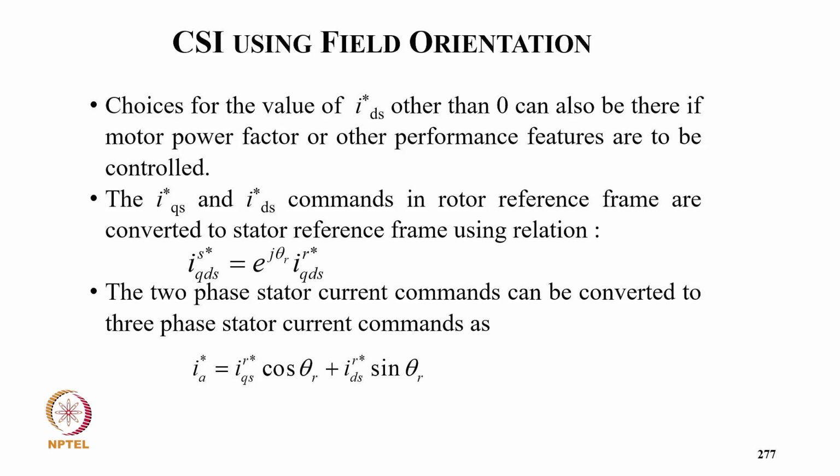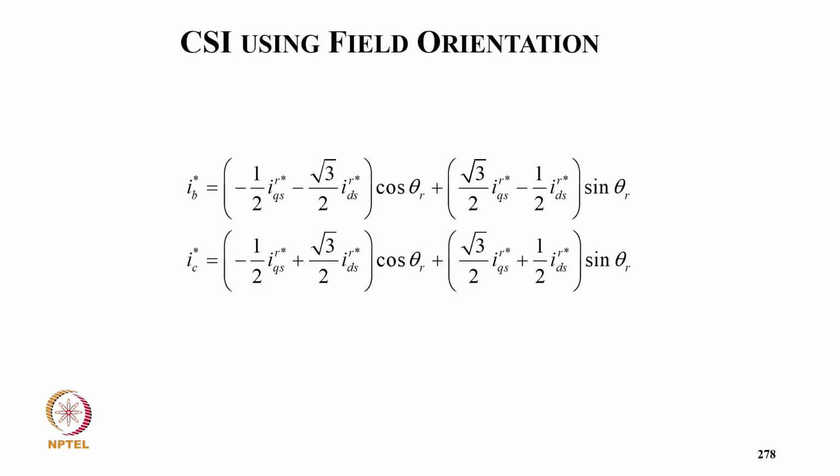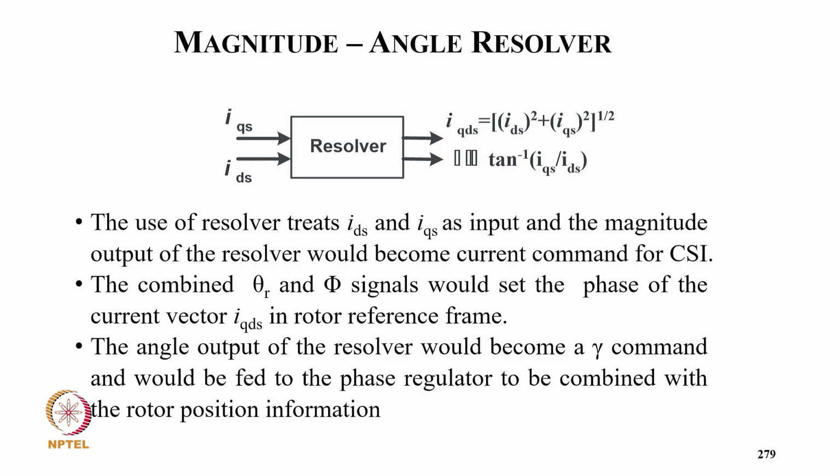The IQ star and ID star commands in the rotor reference frame are converted into the stationary stator reference frame: IQDS star equal to e^(jθR) times IQDS star, and the two-phase stator current commands can be converted to 3-phase current. IA star equal to IQS star cos theta plus ID star sin theta. Similarly, for IB star and IC star, you can calculate from this relation.